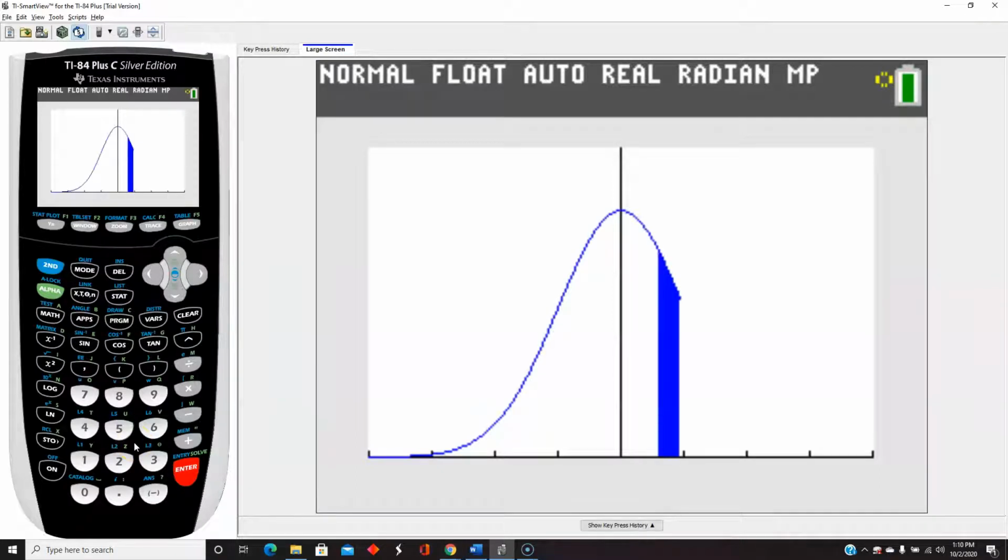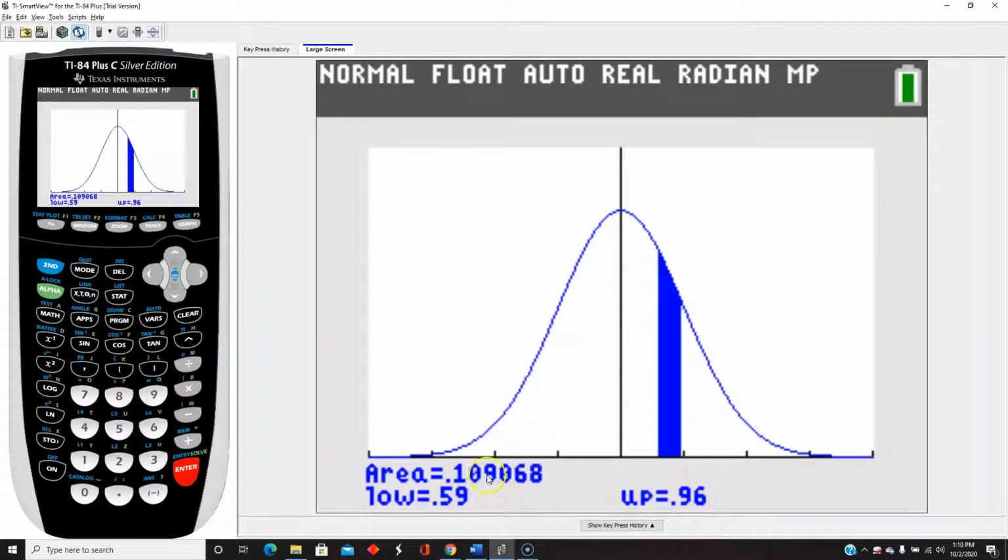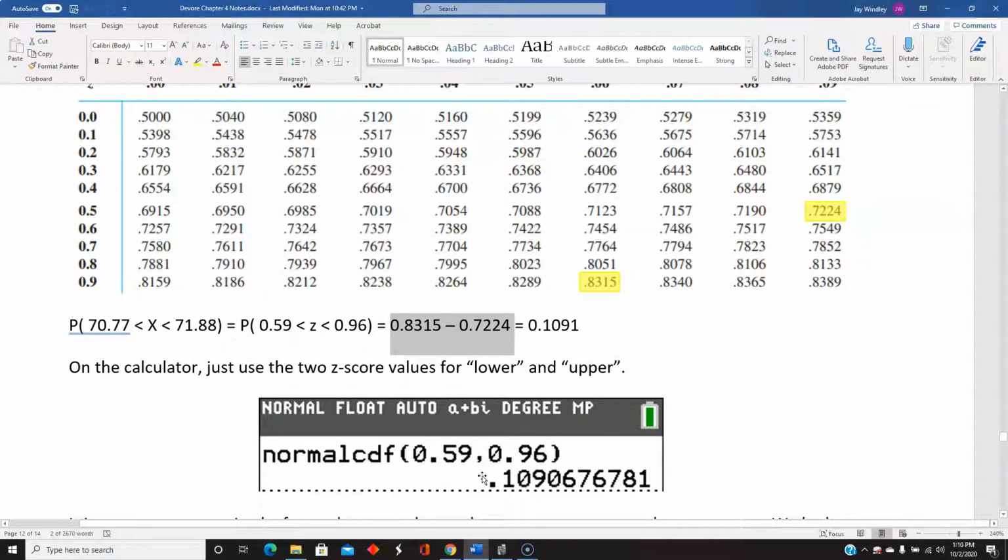So here's our beautiful normal curve, and that's the little sliver of the normal curve we're talking about, from a z-score of 0.59 to a z-score of 0.96. It is about 11% of the normal curve, or in this case, about 11% of adult male heights.